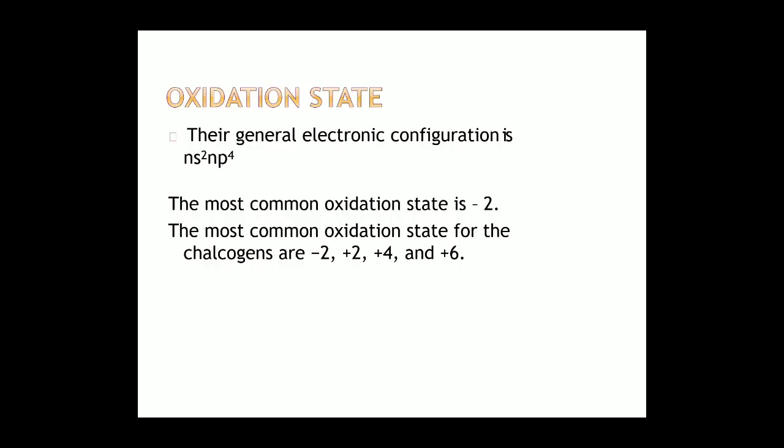Now is the oxidation state. What is the oxidation state? Oxidation state represents the stability of the element. In which states it can exist and how much stability it has, that is called its oxidation state. The general electronic configuration is ns2 np4, as we are very much aware. The most common oxidation state is -2. Oxygen is popular for this. It has a -2 oxidation state. The most common oxidation states for the chalcogens are -2, +2, +4 and +6. These group 16 elements are also called the chalcogen series.